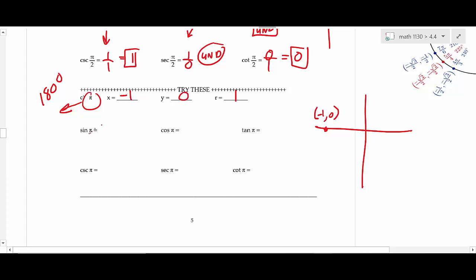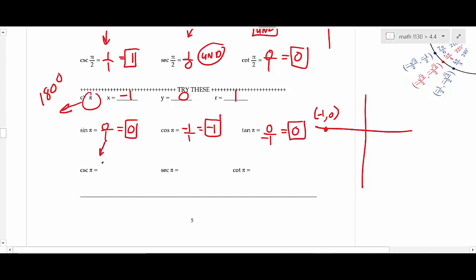Okay, when we put it together, sine is y over r. So that would be 0 over 1 is 0. Cosine's x over r, so that's -1, so you'll start getting into negative answers now. Tangent is y over x, so that's 0 over -1, so that's 0.